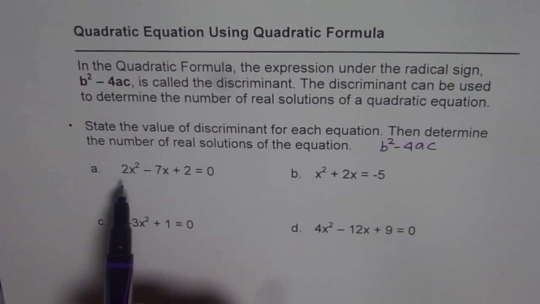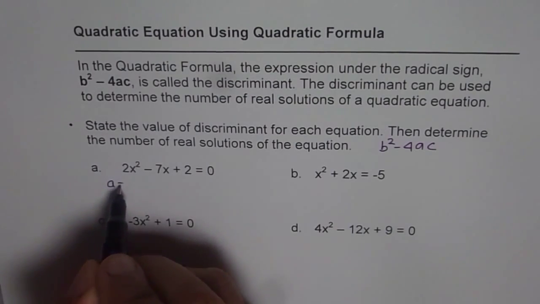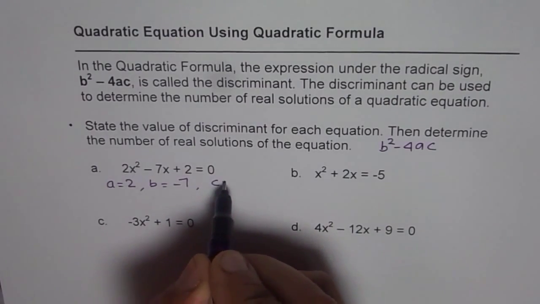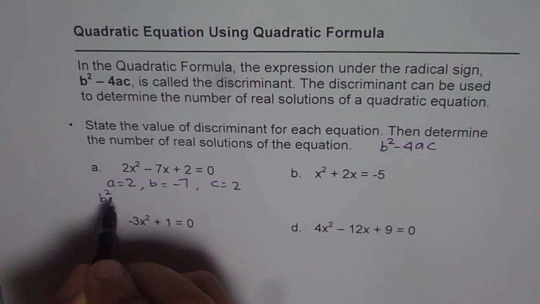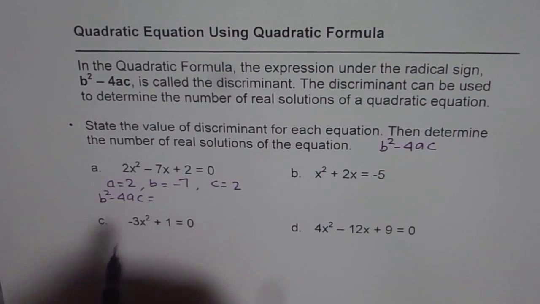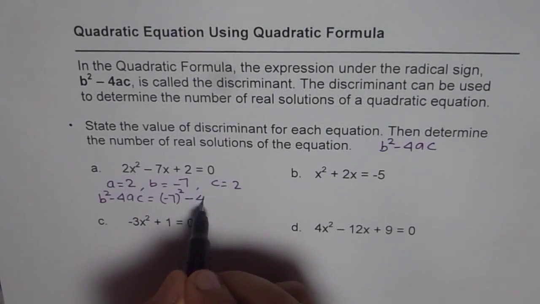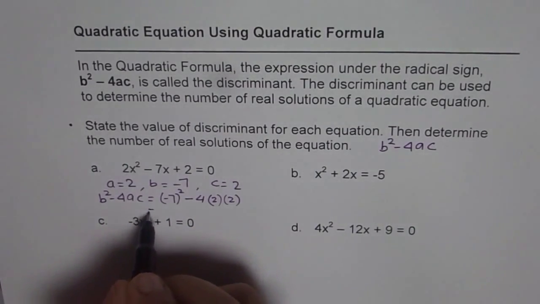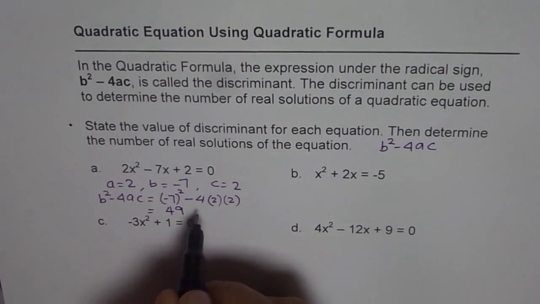Now the first one is 2x squared minus 7x plus 2 equals 0. Here a equals 2, b equals minus 7, and c equals plus 2. So what is b squared minus 4ac? It will be minus 7 squared minus 4 times a, which is 2, and c, which is also 2. So we can calculate this value. 7 squared is 49, since minus becomes plus when you square it, and minus 4 times 4 is 16.